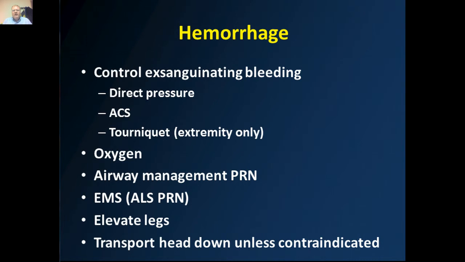Don't hesitate. Once you put the tourniquet on, you've got about 4 to 6 hours of ischemic time before the patient has permanent injury. So you're not going to hurt them by putting it on. They need to go somewhere where it can be taken off and the issue can be addressed. Oxygen, airway management is needed, EMS, and if they're hemodynamically unstable, ALS. We've already discussed elevating the legs and transporting head down.